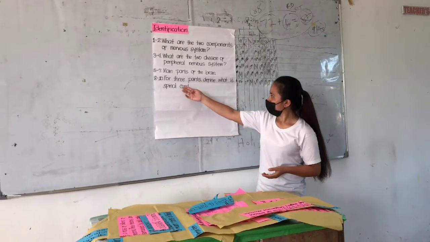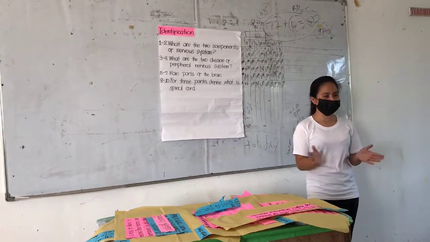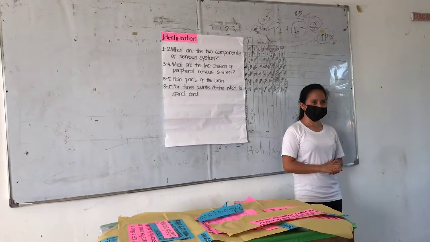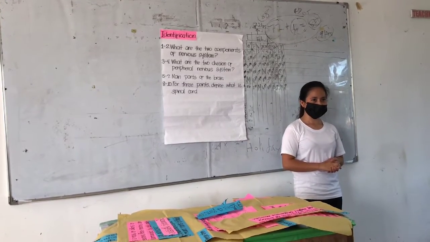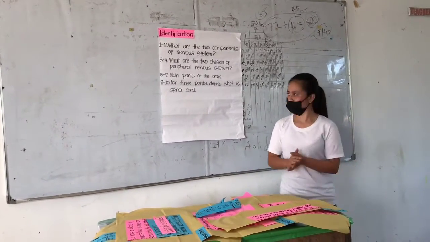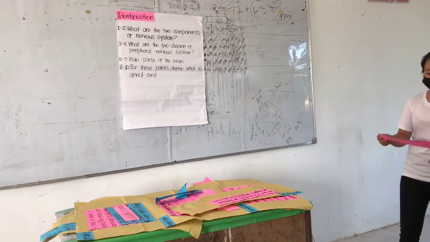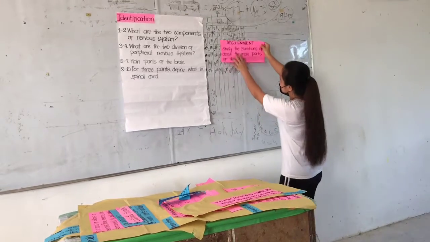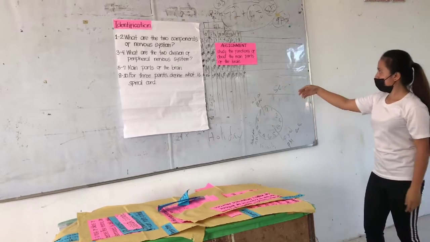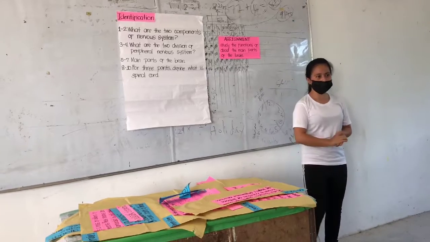Then last, for 3 points, define what the spinal cord is. Okay, Reina. The spinal cord is a part of the central nervous system. It begins at the back of the skull and extends throughout most of the backbone or vertebral column. Okay, that's correct. All of you are correct. So class, I give you an assignment. Study the functions of the main parts of the brain. So that's all. Thank you. Dismissed.